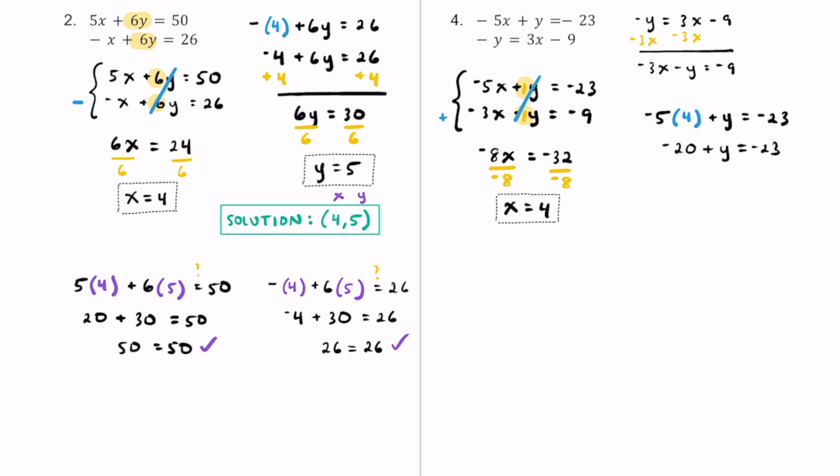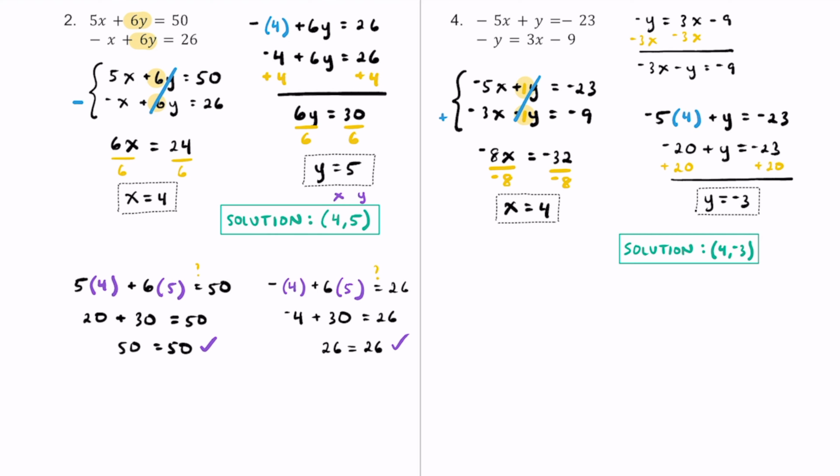Yeah, I think I like this one more because we have a positive y. And then we just have a one-step equation here. So let's go ahead and add 20 to the left side and add 20 to the right side. If we do that, that -20 and +20 are going to cancel out, and we're going to get y is equal to -3. So that would be the other part of our solution. Putting these two pieces together, we should get the solution is going to be 4, -3.